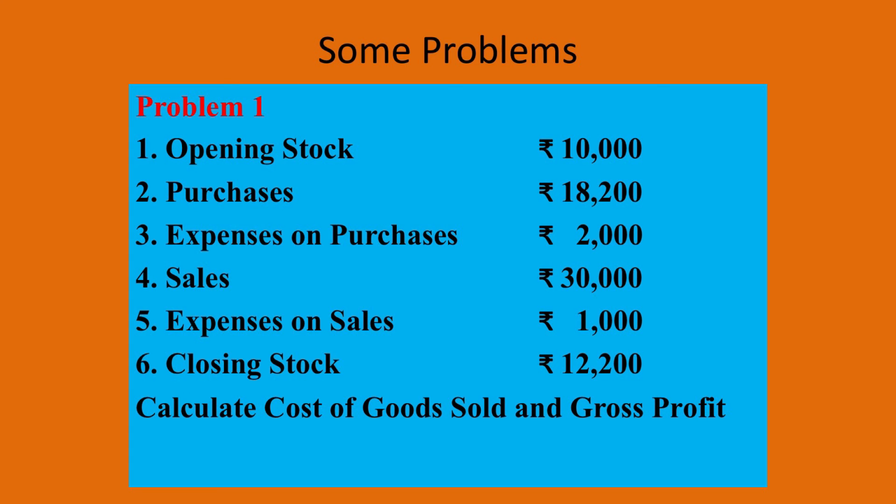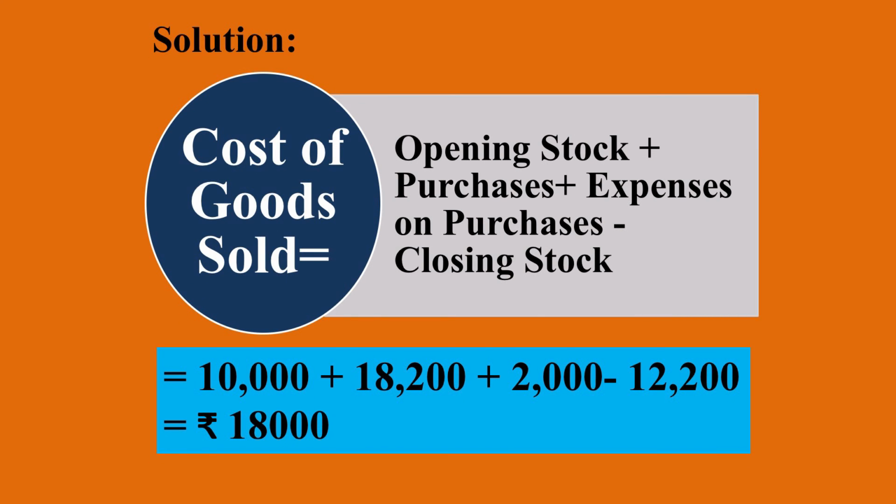Problem 1, we have opening stock given to you as 10,000. Then purchases 18,200. We have expenses on purchases 2,000. Sales 30,000. Expenses on sales 1,000. Closing stock 12,200. You are asked to calculate the cost of goods sold and gross profit. So take a look at this.